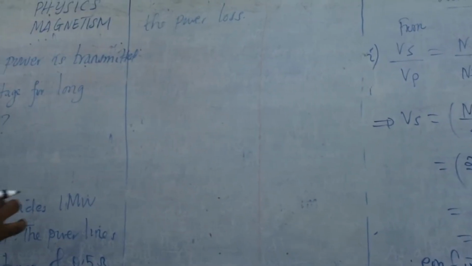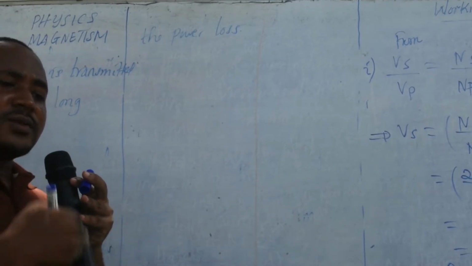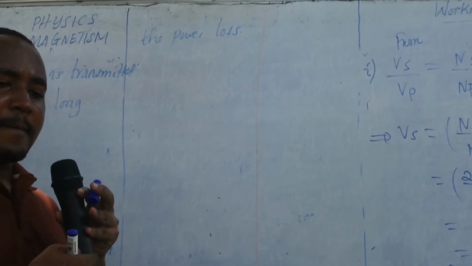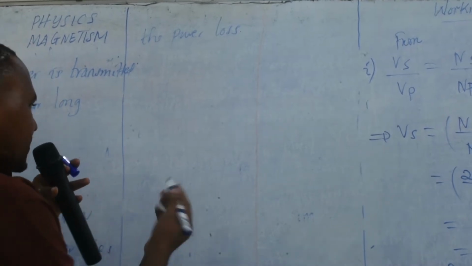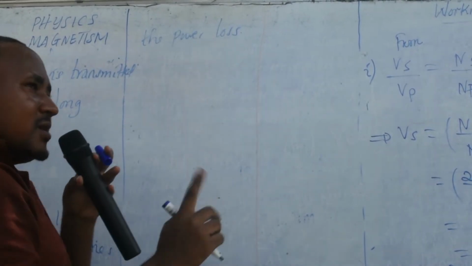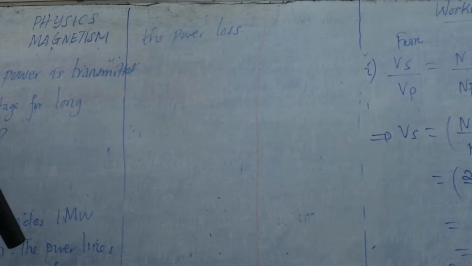You know that whenever electric current passes through a conductor, there is a loss of electrical power as heat given by a formula. H is equal to I square times R. Power loss is equal to I square times R.